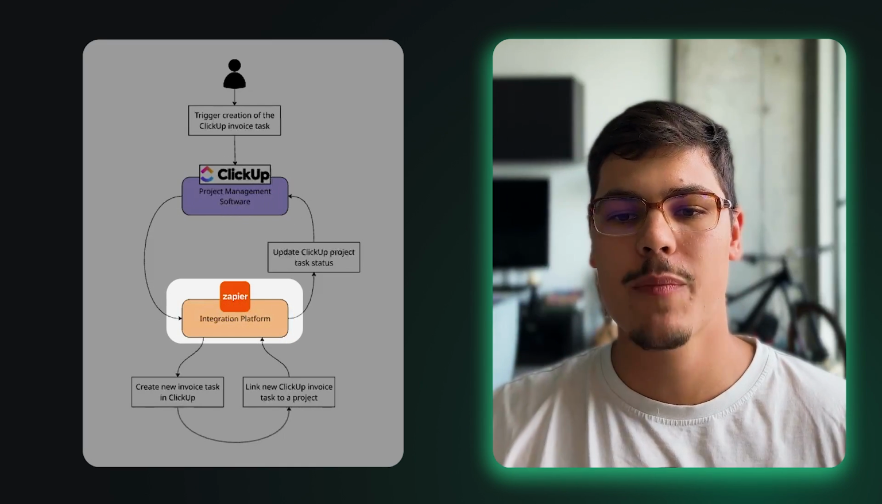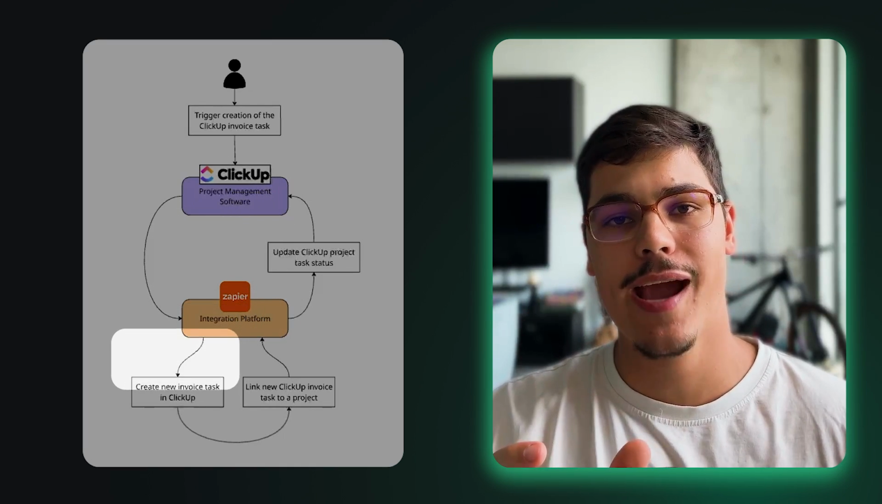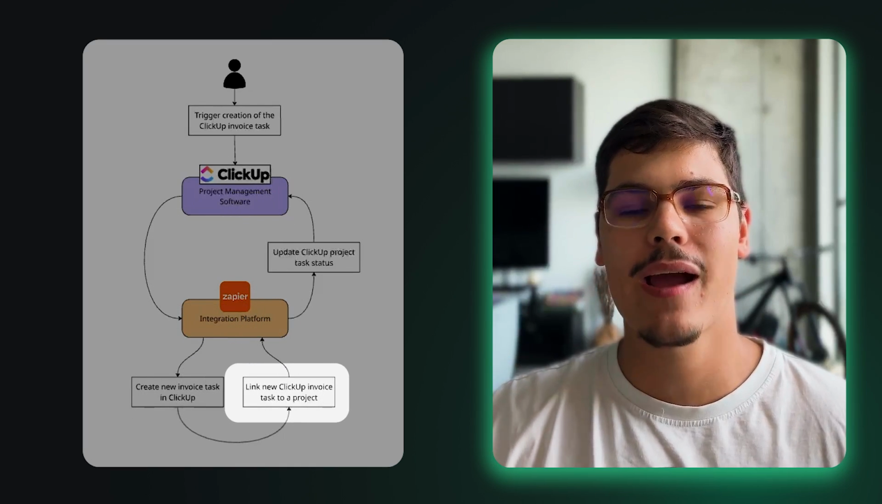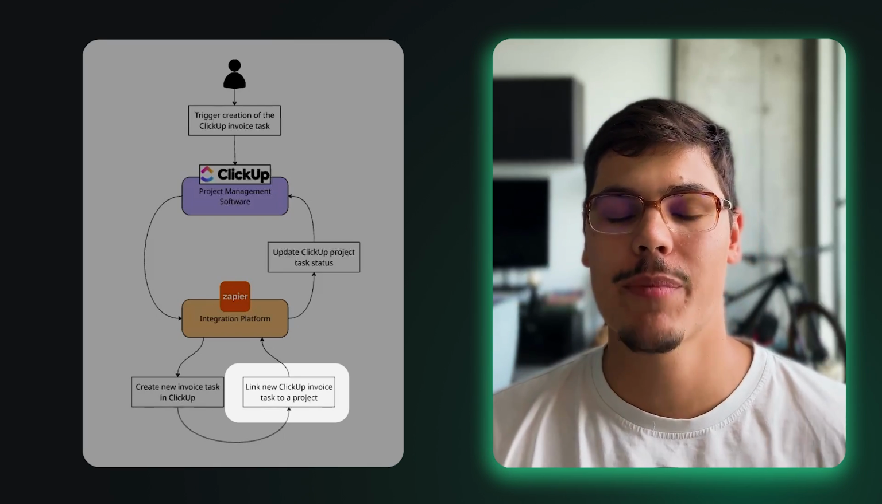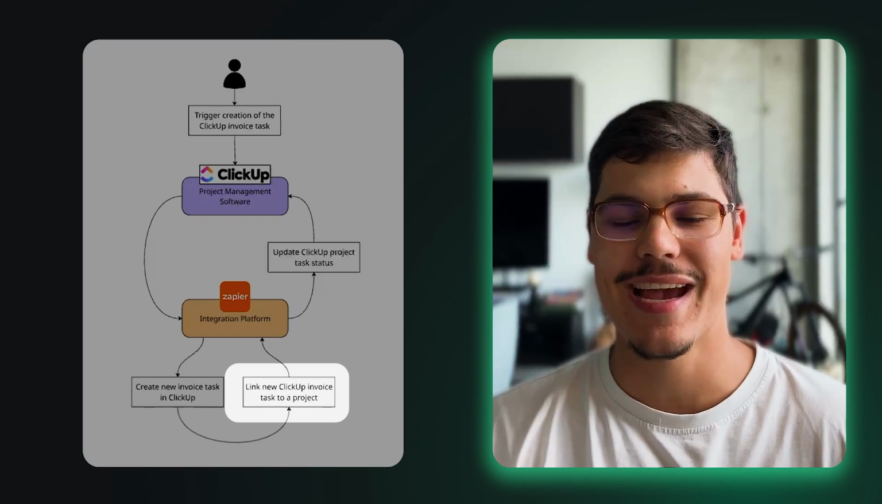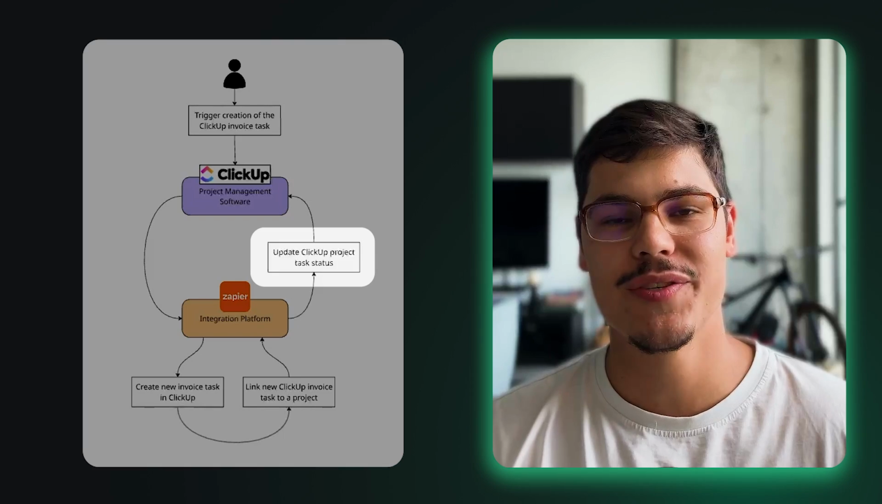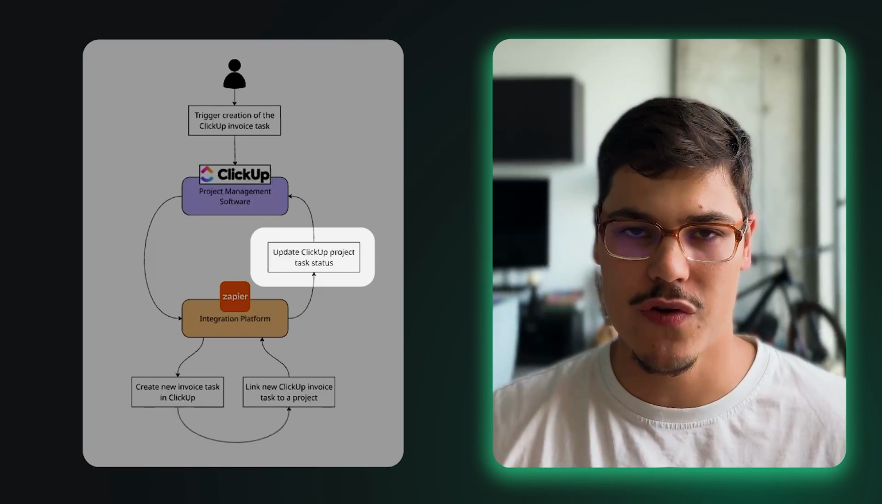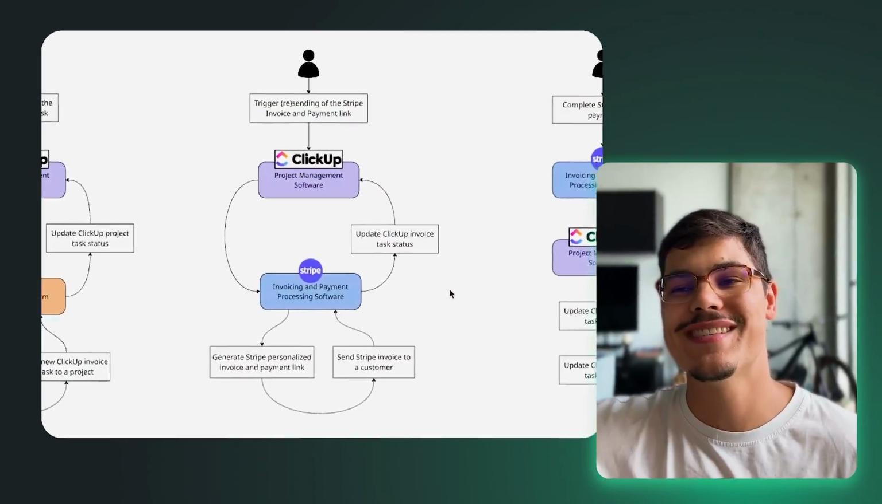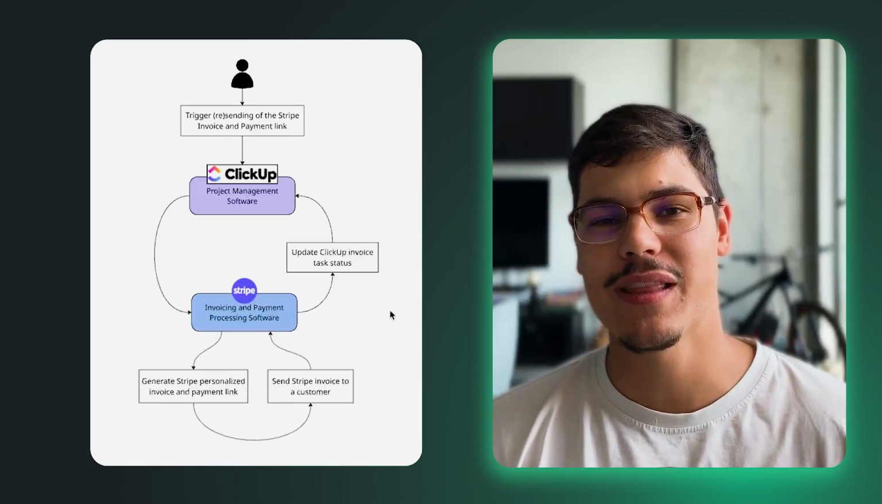That goes into Zapier, and inside Zapier, it creates the actual ClickUp task. It links it back to our project inside ClickUp. I'm going to show you how it works in just a second. And it updates our project status back, telling us the invoice task was generated correctly. Now that we have that separate invoice task in our ClickUp account and we have someone responsible for that task, that person can trigger the sending of the Stripe invoice and payment link to the customer.